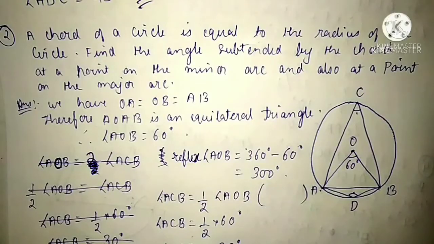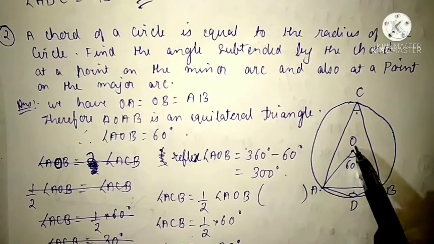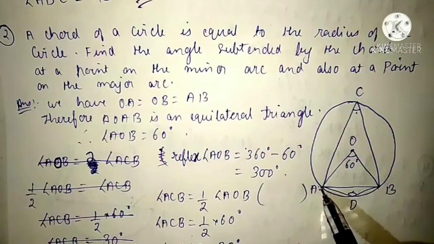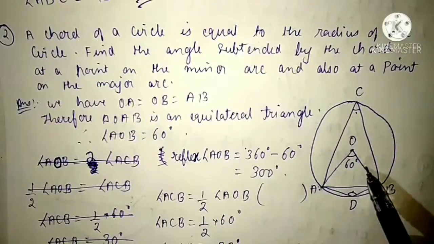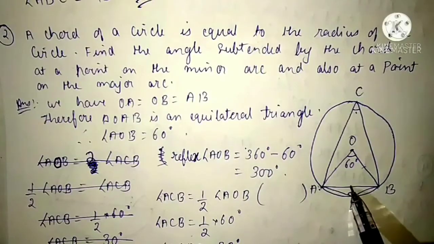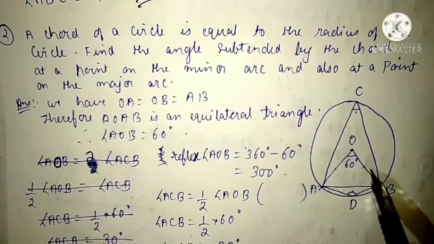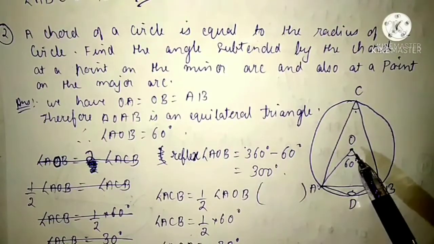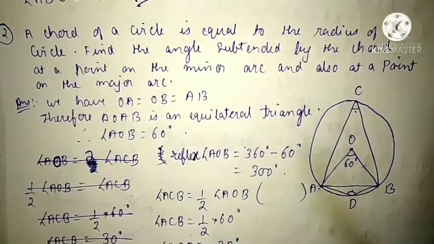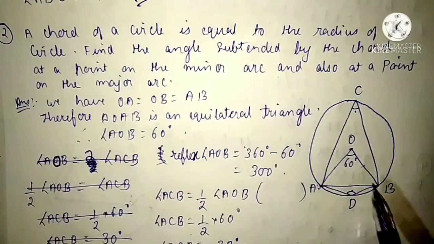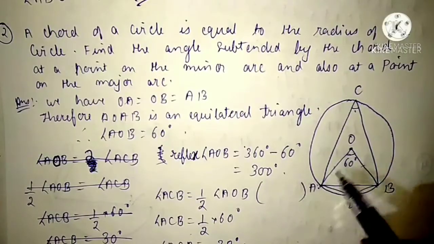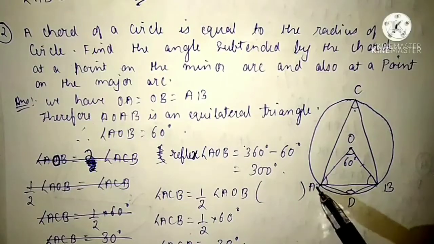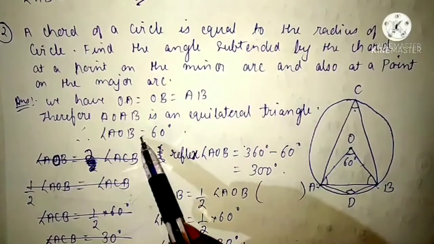Okay. So first of all, in this triangle, OA is equal to OB is equal to AB. Why? Because these two are radii and this chord is equal to the radius, it is given. So all three sides are equal. Now if all three sides are equal, then triangle OAB is an equilateral triangle, and all of its angles will be equal to 60 degrees. So angle AOB is equal to 60 degrees.